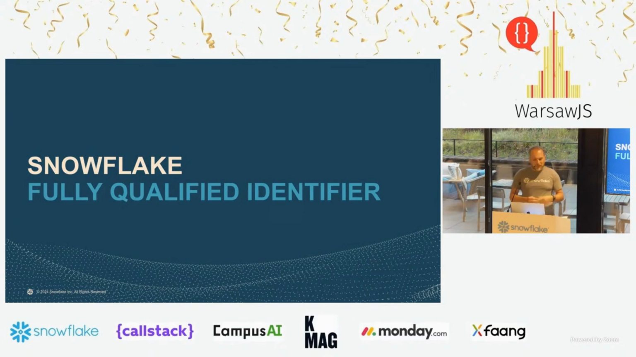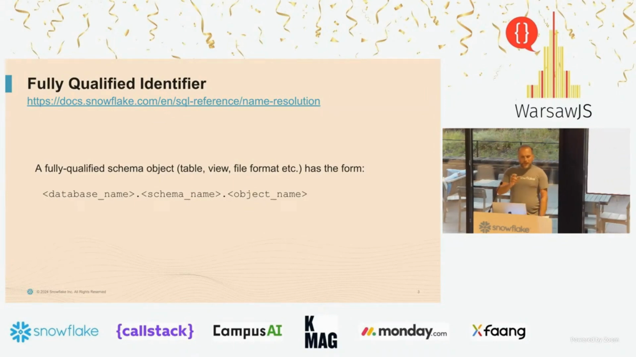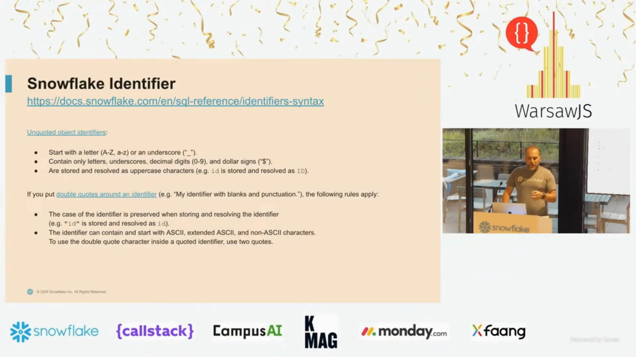object to parse. It's going to be a Snowflake fully qualified identifier, so let me show you what it is. It's a format that Snowflake uses to identify objects within a schema and a database. So it's 3 identifiers separated by a dot, and each of these identifiers has its rules. Like it can be unquoted, then it's like a variable.